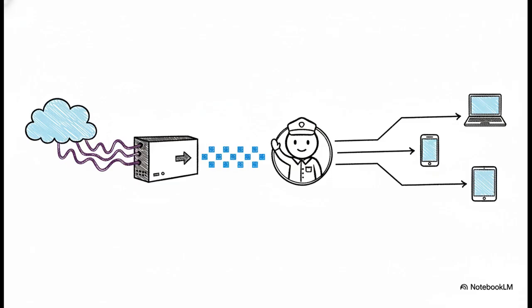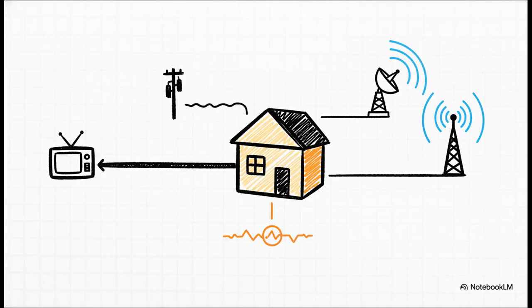The router, though, that's the traffic cop for your house. It directs that internet signal to your specific laptop or phone and manages all the different devices talking on your private network. So how does the internet signal even get to your modem in the first place?